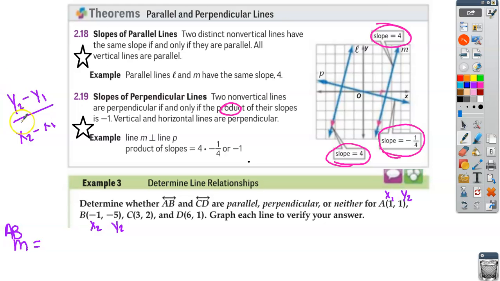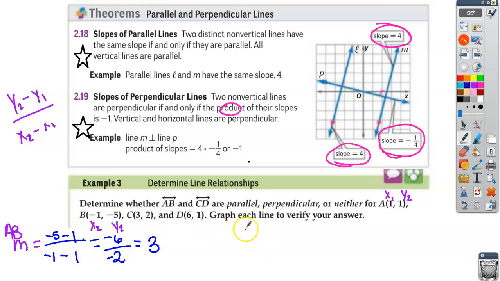So first, my y2 is -5, so -5 minus y1, which is 1, over x2, which is -1, minus x1, which is, again, 1. So -5 minus 1 is -6, over -1 minus 1, which is -2. -6 divided by -2, if you put that in your calculator, you would get a positive 3. So my slope of AB is 3.